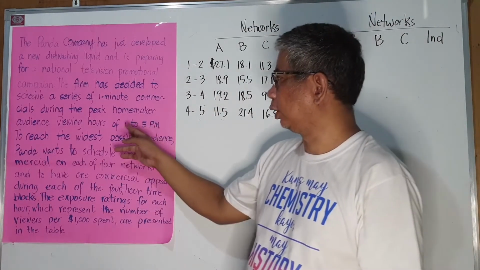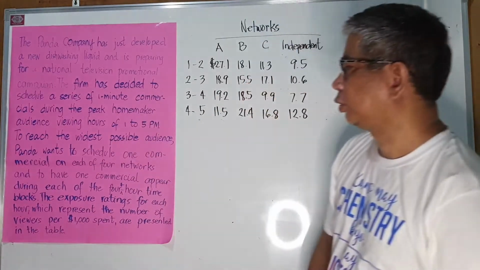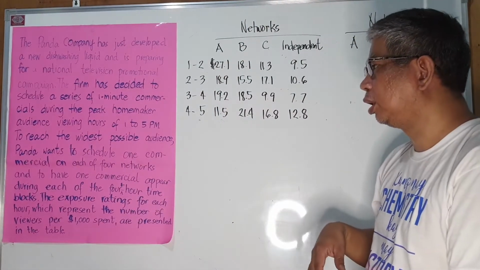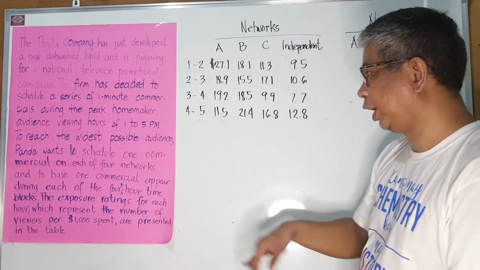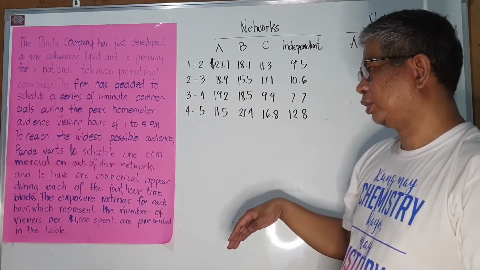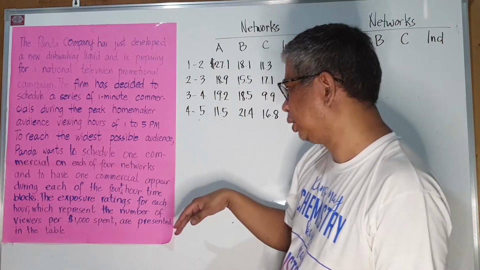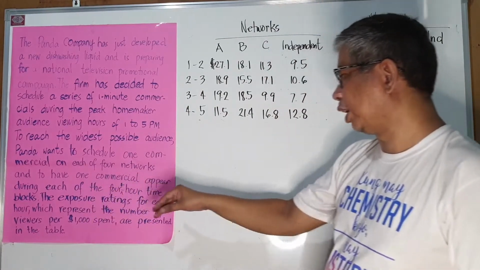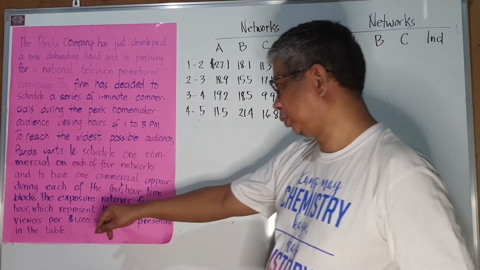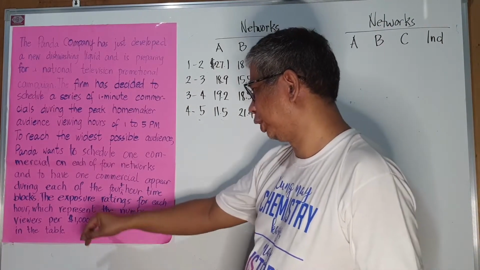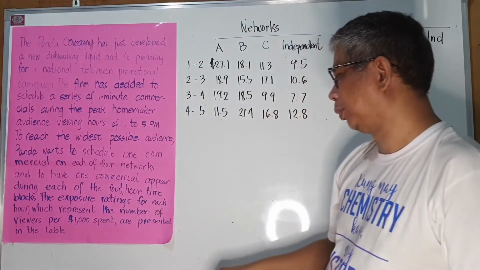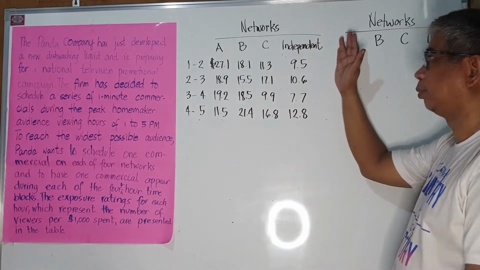They watch from 1 to 5 p.m. So, to reach the widest possible audience, Panda wants to schedule one commercial on each of 4 networks. There are 4 networks. And they want to place one commercial appearance during each of the 4 1-hour time blocks. So, the exposure ratings for each hour, which represent the number of viewers per $1,000 spent, are presented in the table. So, this is the table.